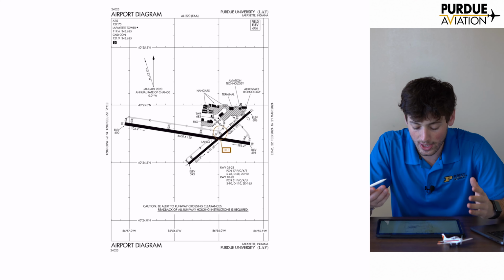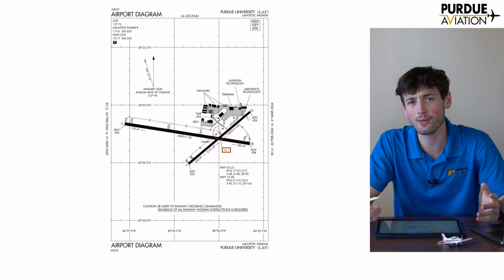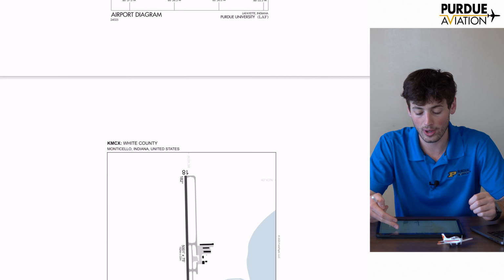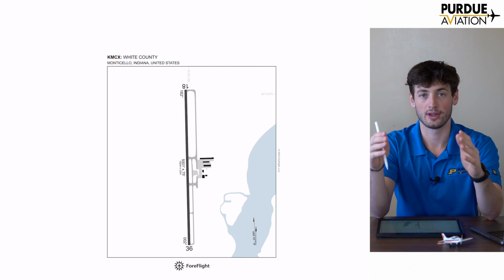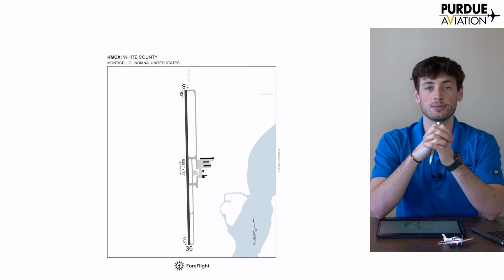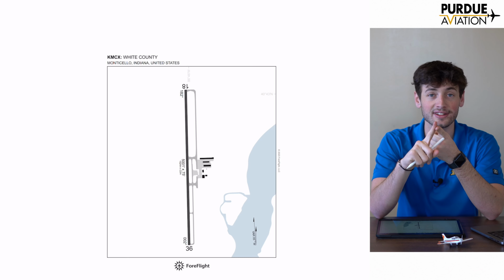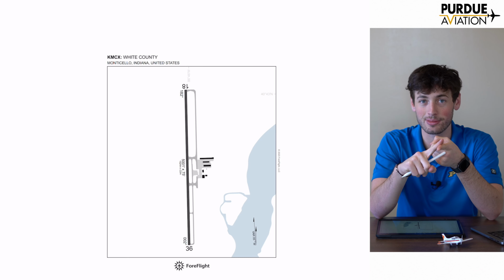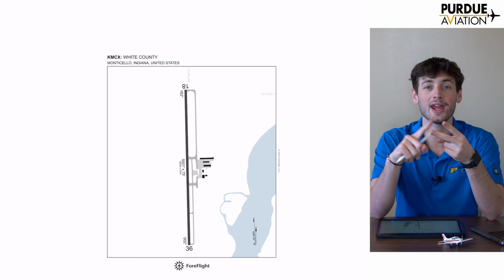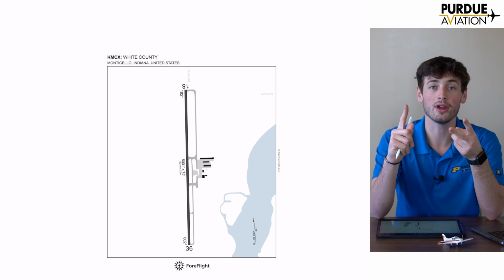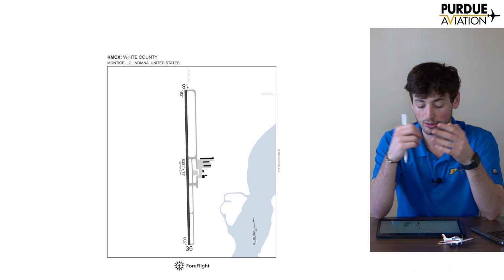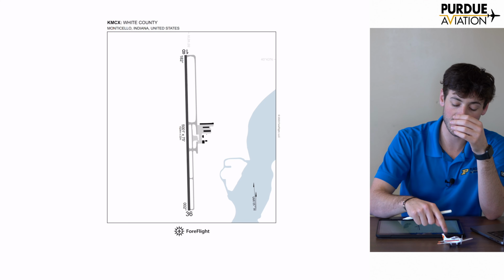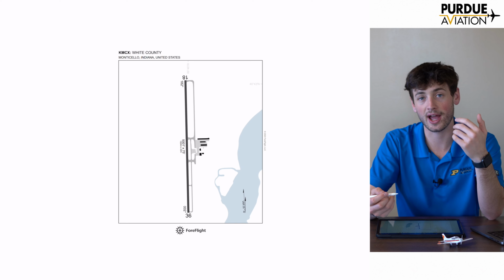We know that tower makes it so easy for us with pattern entries. But what do we do at uncontrolled airports when tower isn't telling us to? Well, for the most part, your patterns are going to be to the left, unless tower tells you to make a right pattern, or the airport sectional or the airport facility directory tells you to make a right pattern.